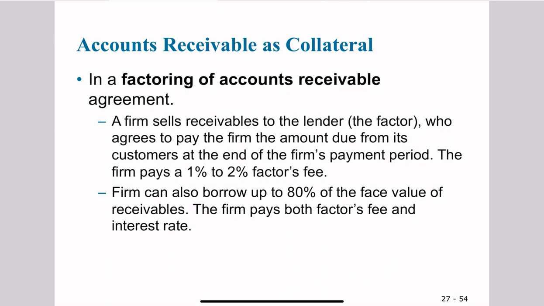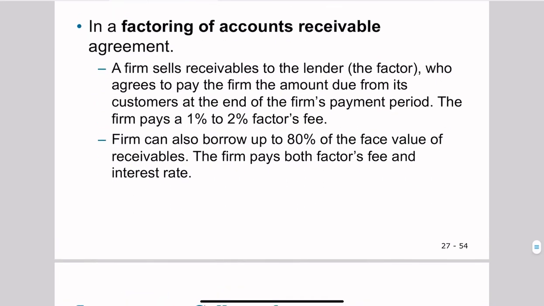And the beauty of this type of agreement is the firm can actually borrow up to 80% of the face value of its accounts receivables. And in this case, if the firm decides to borrow, then the firm needs to pay two fees, both the factor's fees and the interest rate on the borrowed amount. So graphically, this basically means that, let's say there's a firm, right?